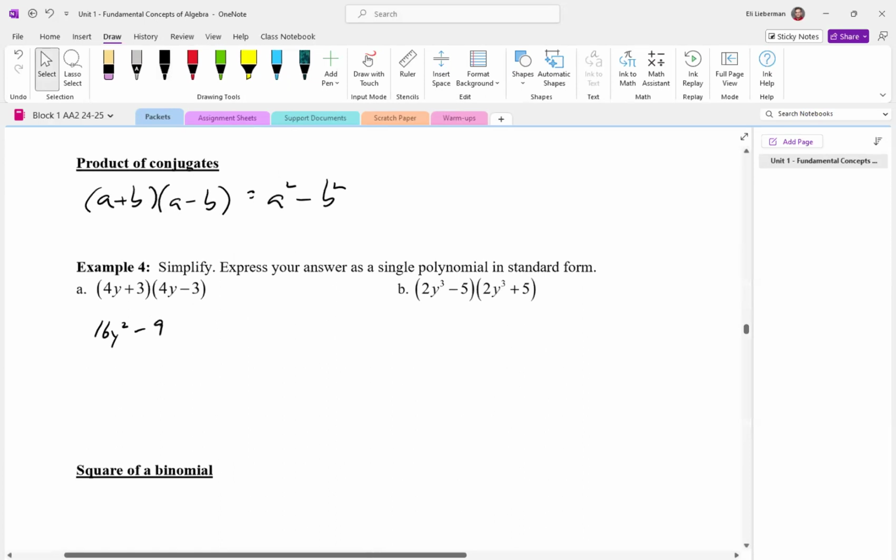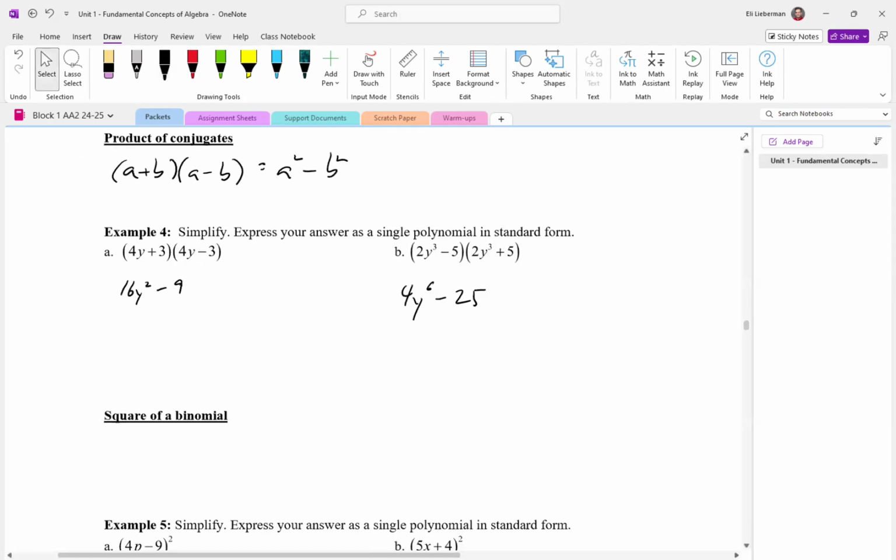Is B? Are those conjugates? Nice. So the result will be a difference of squares, but it's a little different here, isn't it? It's going to become 4y to the 6th minus 25.